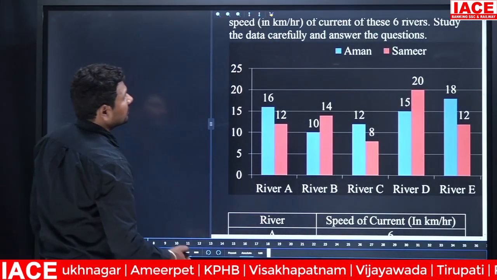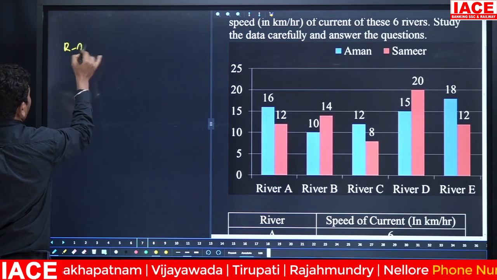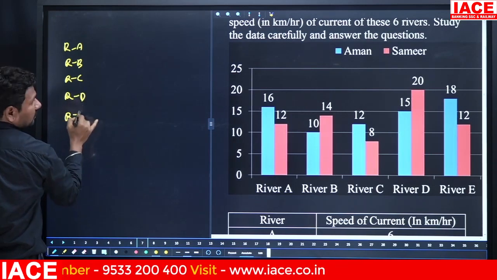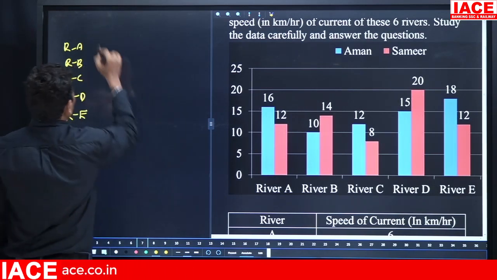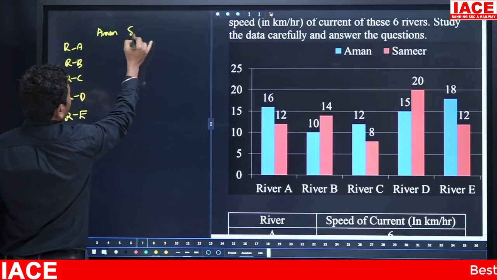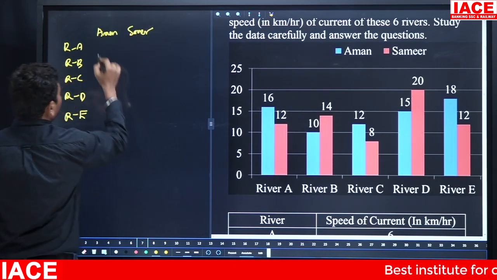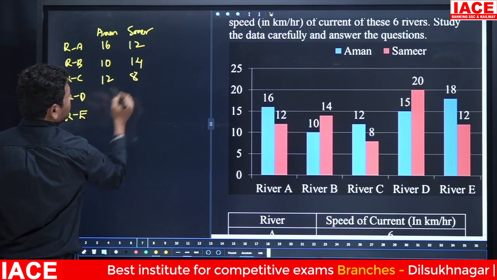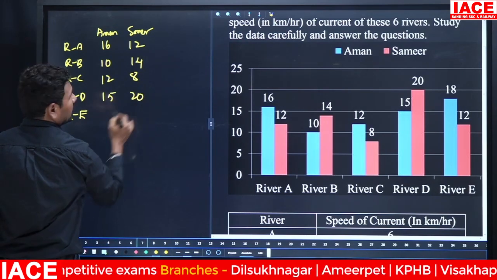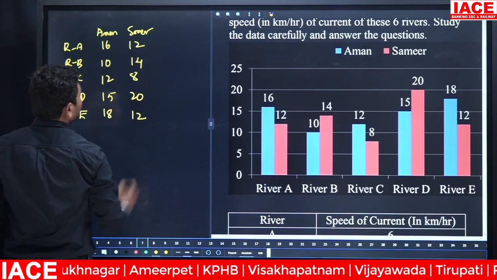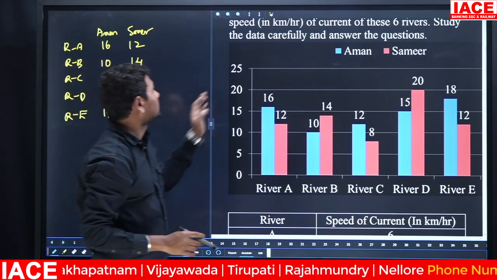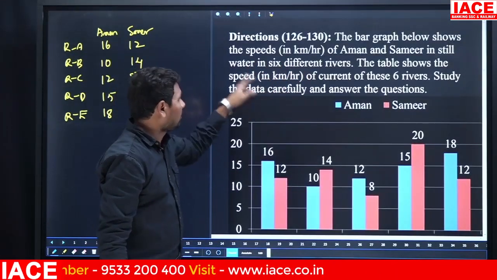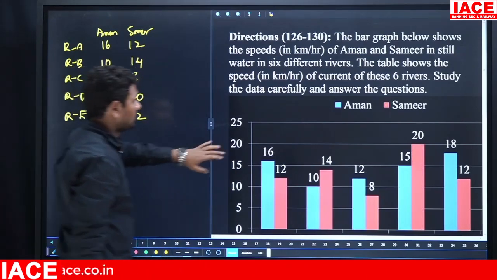Here river A and river B, river C, river D and next river E. Here Aman and next Samir. Aman and Samir's values are 16 and 12, 10 and 14, 12 and 8, and next 15 and 20, here 18 and 12. These are the speeds in kilometer per hour in still water. All of these are boat speeds in still water.